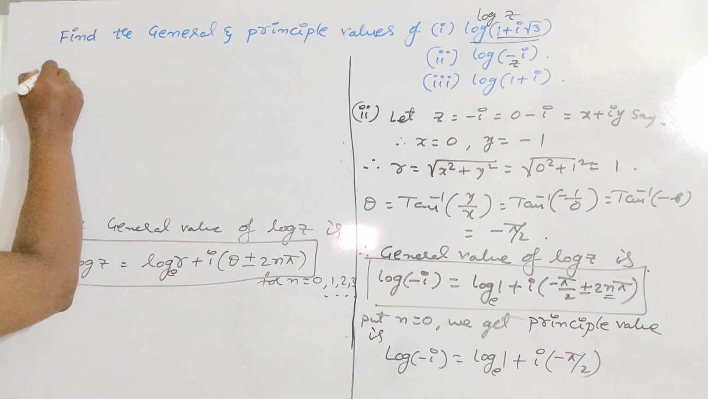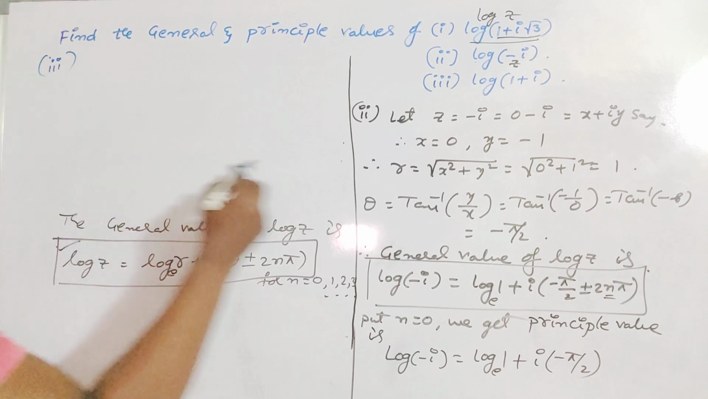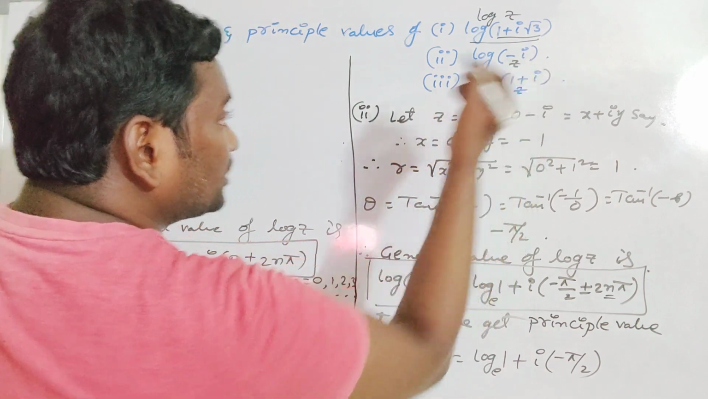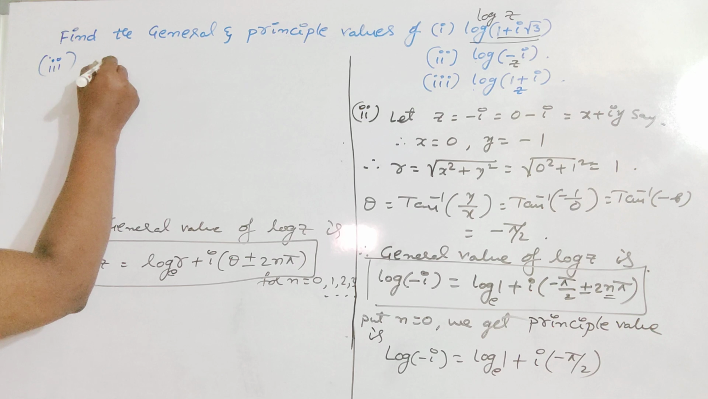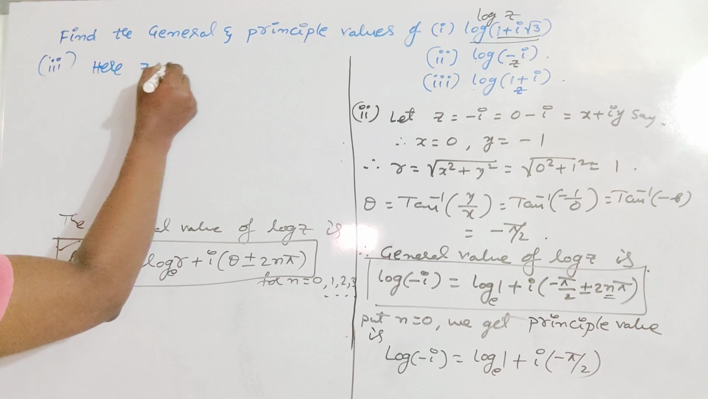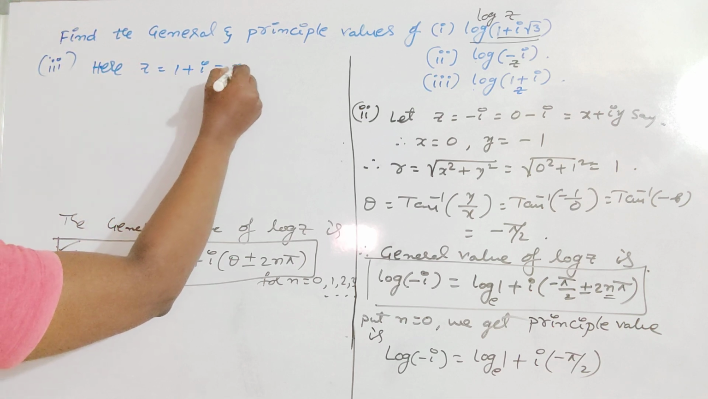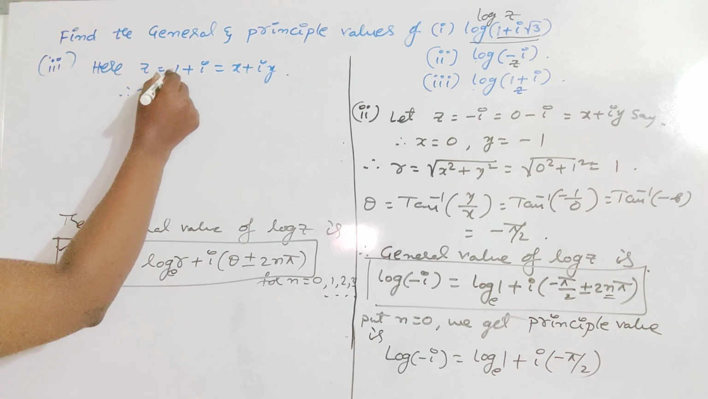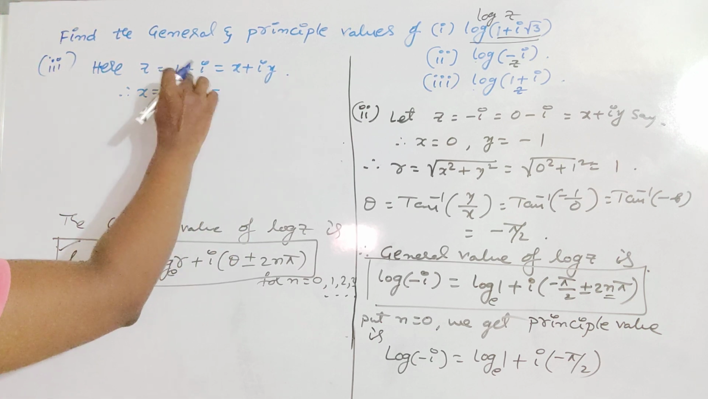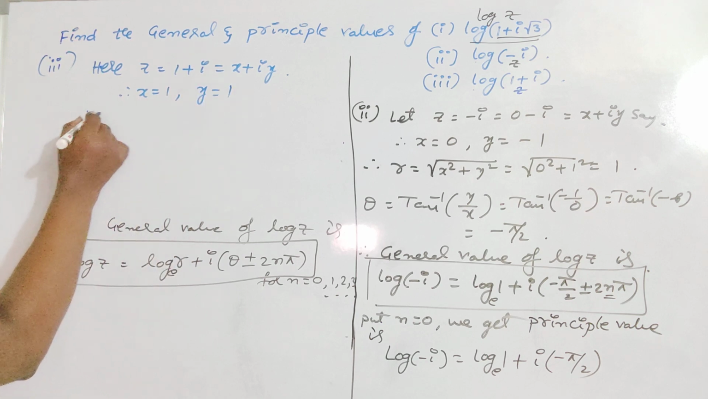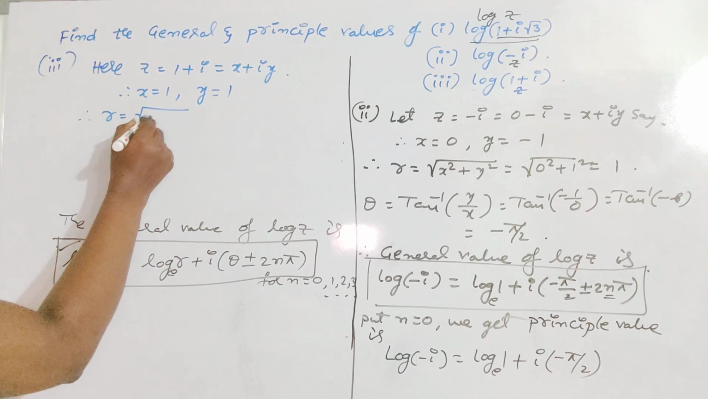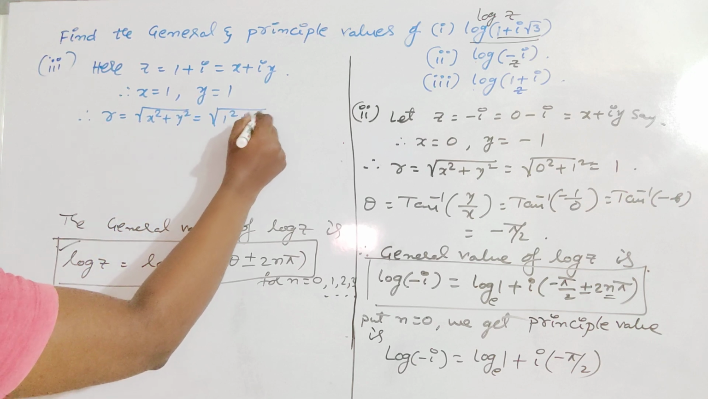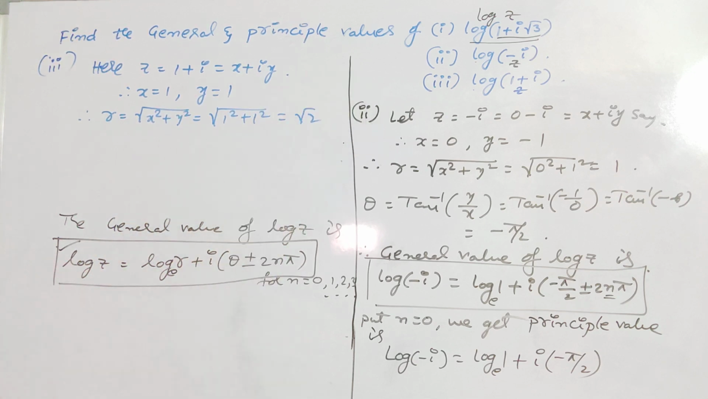So third one is, we have to find out the general and principal value of log of 1 plus i. So here z is 1 plus i. You can compare with the general term x plus iy, so that you will get x value is 1, which is real part, and y value is coefficient of i, which is also 1. So r is equal to root over x square plus y square. It would be 1 square plus 1 square. It would be root 2.